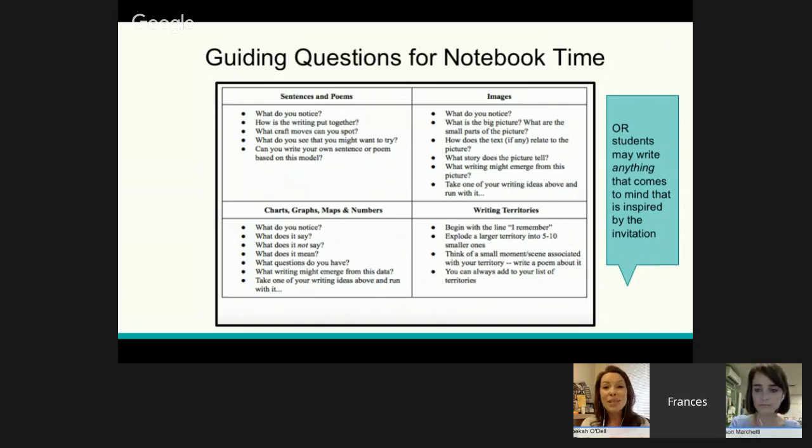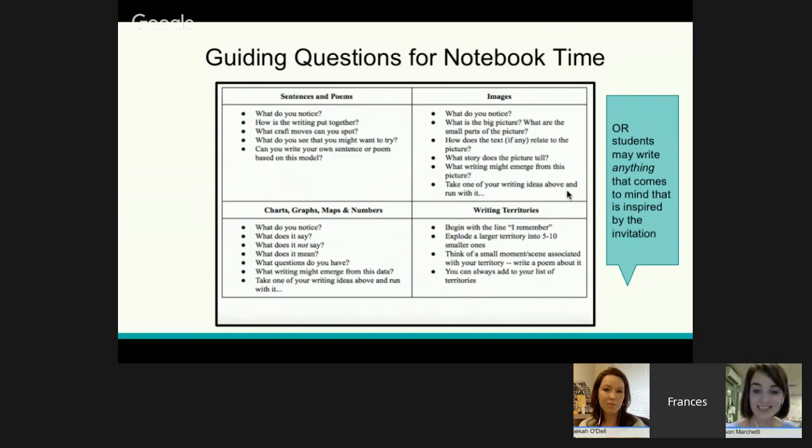We also tell them every single day that if something else that's not on this chart pops to mind, if they see this image from Humans of New York and are inspired to write a poem about the man pictured, they're absolutely welcome to. So we give them the chart as a way to help them get started if they're stumped, but we emphasize to them almost daily that this is not prescriptive, that they always can write anything that they're inspired to write that comes from that day's notebook time invitation.